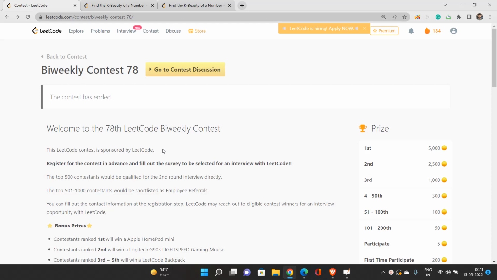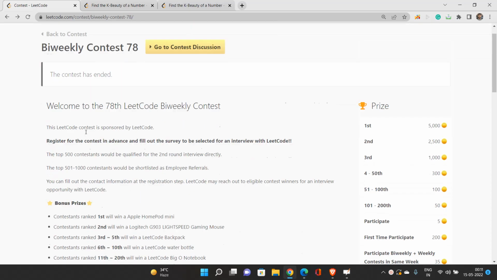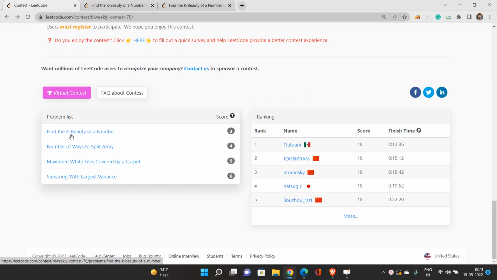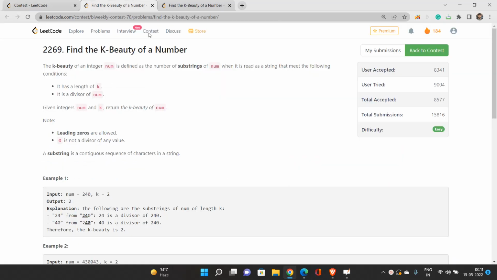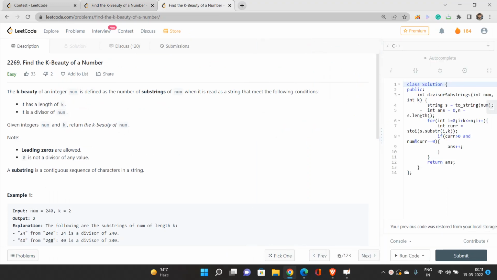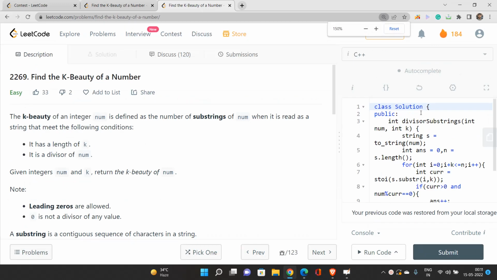So today we'll be discussing the problems of bi-weekly contest 7-8. And the very first problem I'm going to discuss is find the k-beauty of a number. Let me first zoom in my screen. I hope it is visible. It is an easy problem, so we are going to use some brute force type of solution to get it accepted.